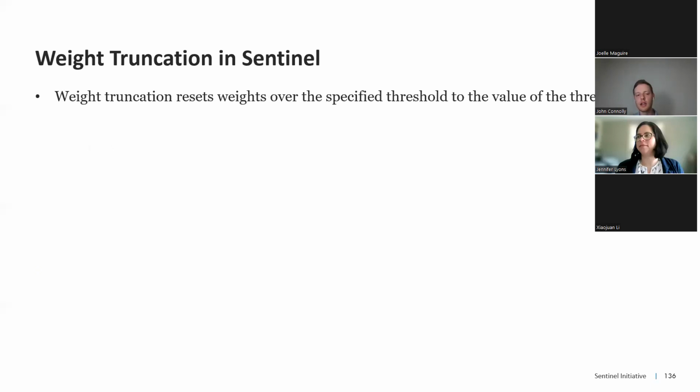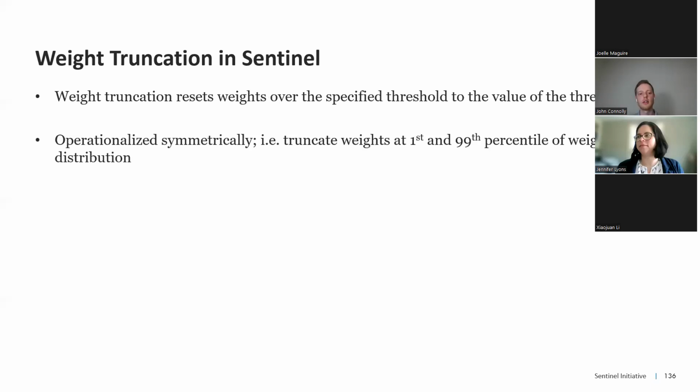So the way weight truncation works is it doesn't exclude anyone from the population. It just resets their weight down to the value, or up to the value, of the threshold that you chose. So it's operationalized symmetrically within the tool. So if you do 1%, you have to take 1% off of either side.